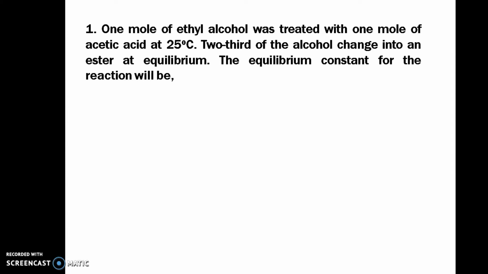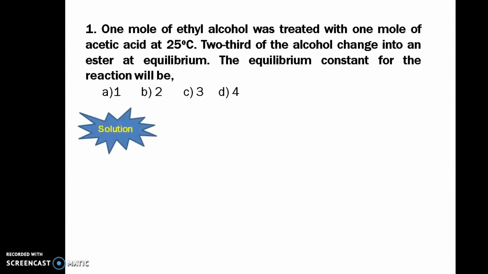1 mole of ethyl alcohol was treated with 1 mole of acetic acid at 25 degrees centigrade. 2/3 of the alcohol changed into an ester at equilibrium. The equilibrium constant for the reaction will be: option A 1, option B 2, option C 3 and option D 4. Let us see the solution for this.